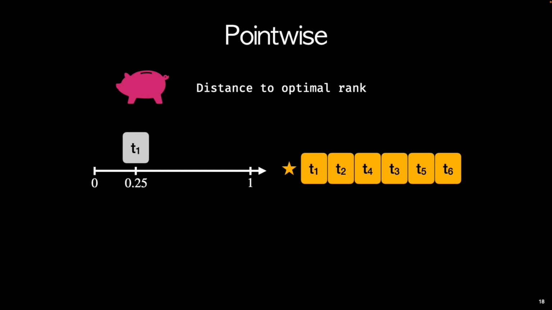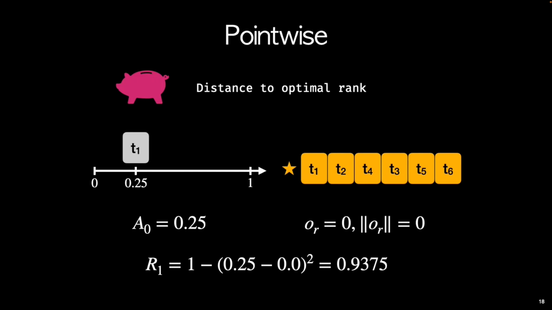So the optimal ranking is the one on the right. And for test case T1, we say, okay, it's position 0.25, let's say. While the optimal position is 0. So we compute the difference between the two. The optimal assigned rank is 0 in this case because T1 is at position 0. And the reward is actually higher than what we had before because you're actually closer to the actual rank of the test case.